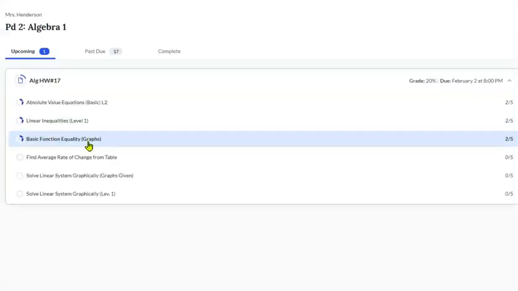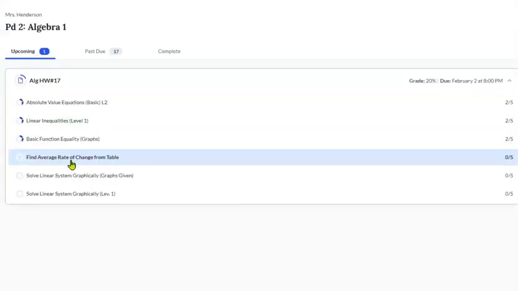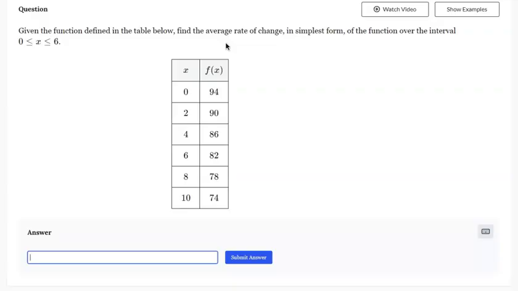All right, let's take a look at the fourth topic, finding average rate of change from a table. To find the average rate of change means to find the slope between 2 very specific points. So an average rate of change means that we need to find the slope between the points that have an x value of 0 and an x value of 6.